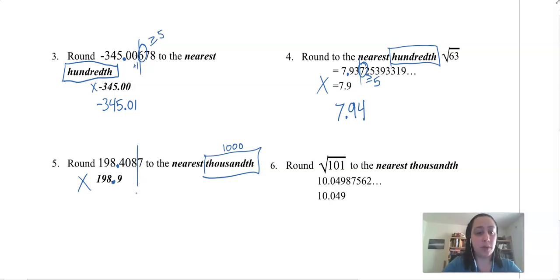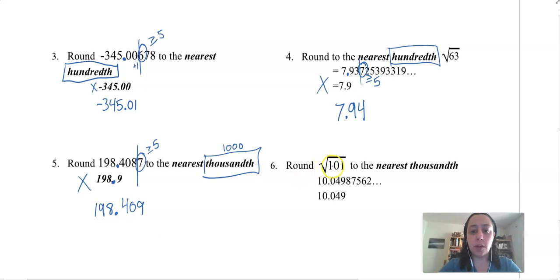The next number is 7. 7 is greater than or equal to 5, so we need to add 1. Everything before the decimal point stays the same. So 198.408 plus 1 is 409.